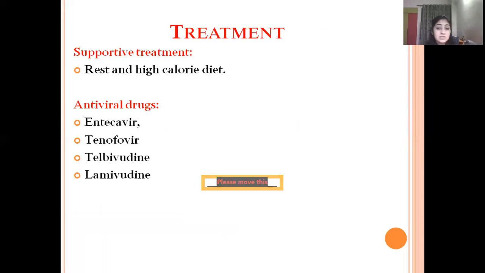Now the treatment. Treatment for hepatitis is basically supportive treatment. Here rest and a high caloric diet are given. Antiviral drugs are usually employed, which are entecavir, tenofovir, telbivudine, lamivudine. These are a few names. Besides these, many more drugs are also available.